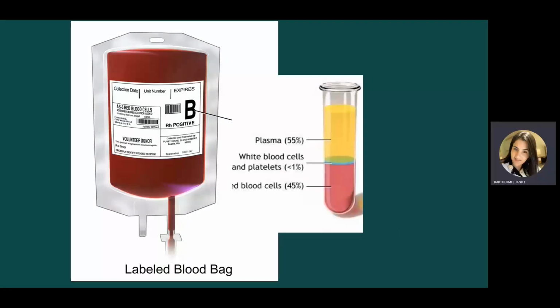Here are your identifiers, or how your bag label looks. You're going to have the collection day, unit number, when it expires, when the blood bank dispensed the blood, what type of blood it is, the RH factor, whether it's positive or negative, and any specialty that the bag might have. For example, sometimes a client might need irradiated blood because their immune system is responsive. So those are special cases.